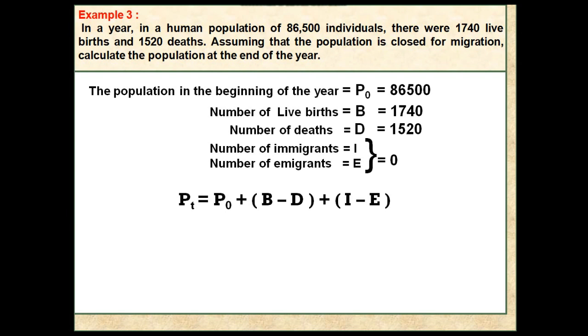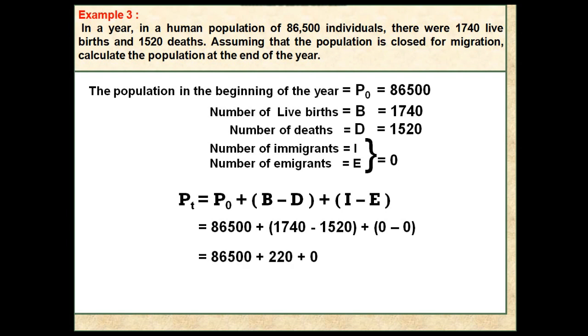After applying into the formula, we are getting P0 as 86,500 plus B as 1740 minus D as 1520, which is nothing but 220. So 86,500 plus 220, we are getting it as 86,720.